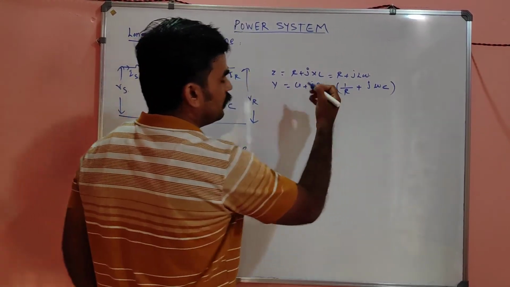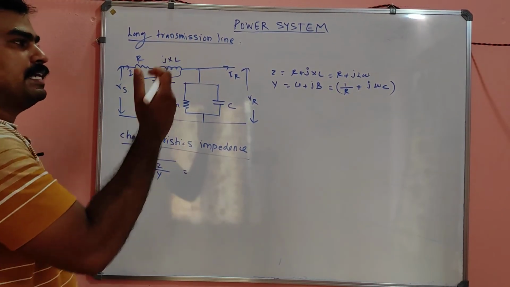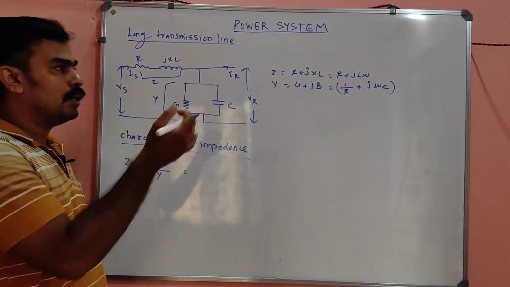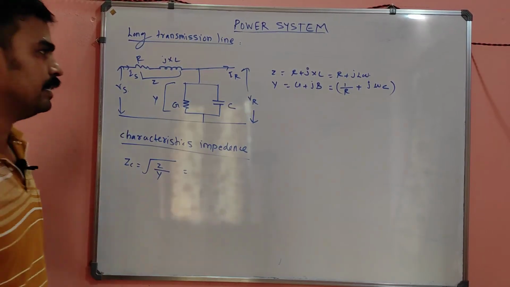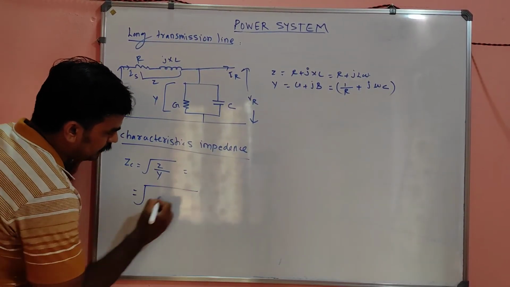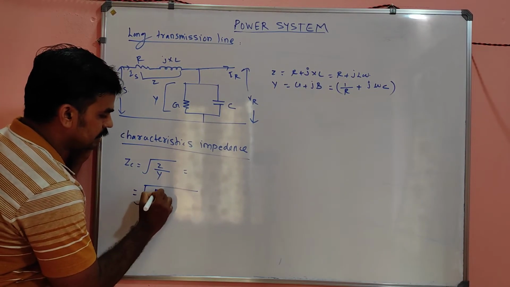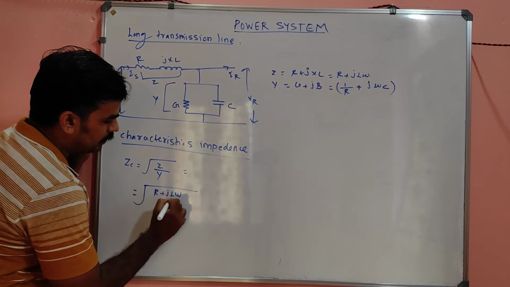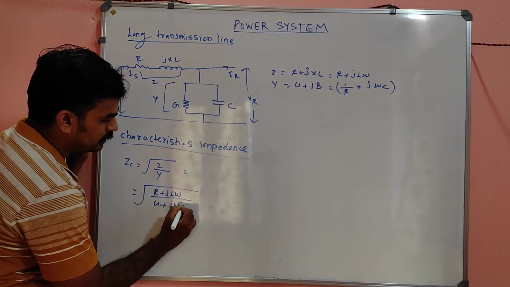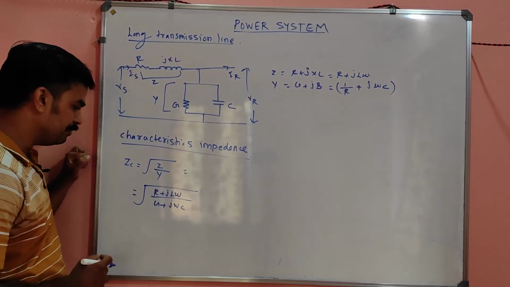G is equal to 1 by R. jB, my dear, B is the susceptance. It is equal to 1 by reactance, and the reactance is the capacitive reactance, so 1 by minus j by omega C. So omega C goes upper. So what is Z by Y now? Characteristic impedance is root of Z by Y. Just remember this equation, my dear: Z_C equals root of (R plus j L omega) divided by (G plus j omega C). This is called the characteristic impedance.